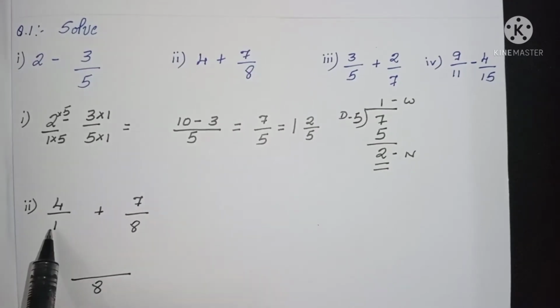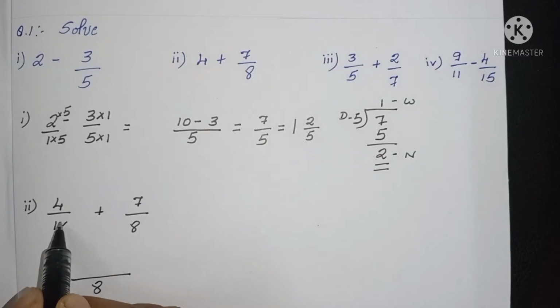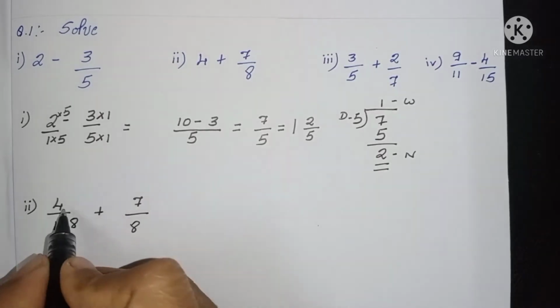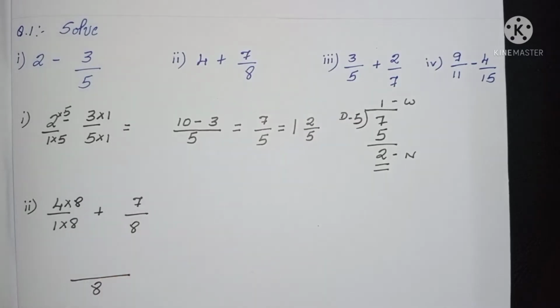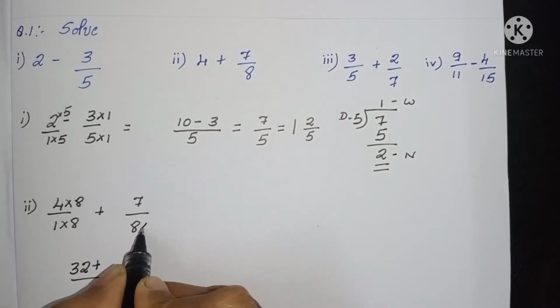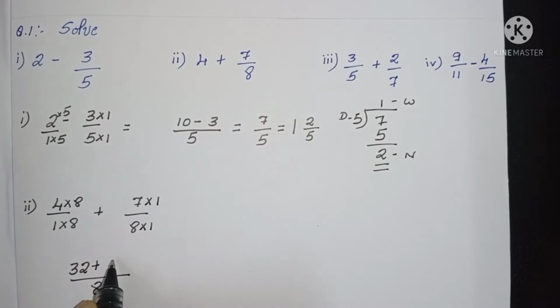So 1 is given, we have to convert that into 8. So 1 times how much gives 8? So 1 eights are 8. The numerator also we have to multiply by 8. 8 fours are 32 plus 8 ones are 8 into 1. 7 ones are 7. So when you are adding, 32 plus 7 is 39 by 8.